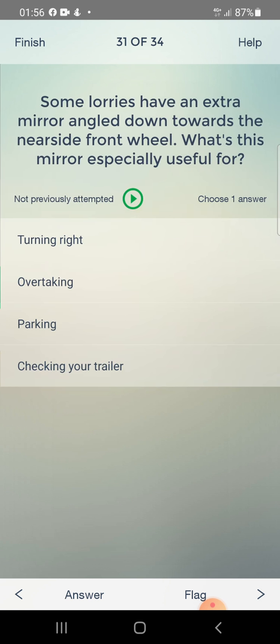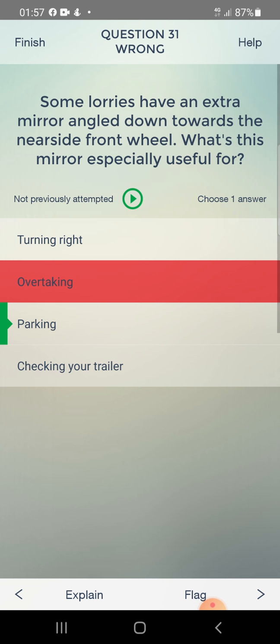Third. Some lorries have an extra mirror angled down towards the near side front wheel. What's this mirror especially useful for? Turning right, overtaking, parking, checking your trailer. So turning, parking, overtaking.